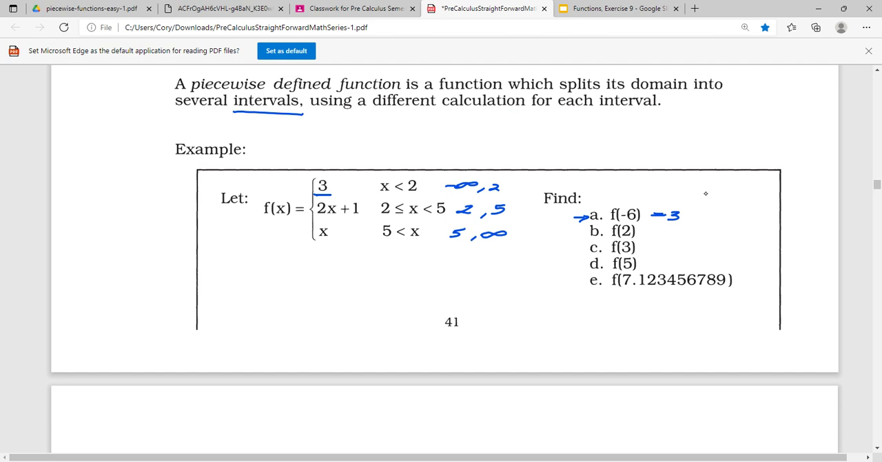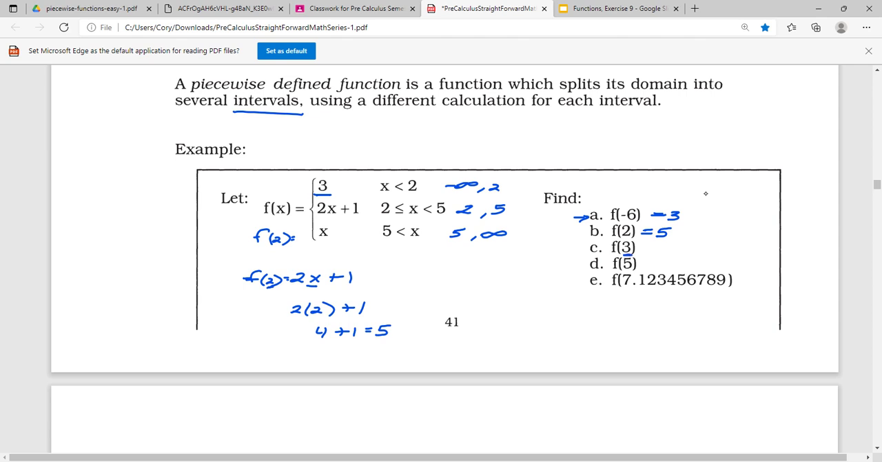So 2, if it's greater than or equal to 2, then it's going to be this function right here, which is 2x plus 1. We're going to put 2 in for x. So f of 2 equals 2x plus 1, and we're just going to feed that 2 right in where that x is. So 2 times 2 plus 1. 2 times 2 is 4, plus 1 equals 5. So that one's going to equal 5.